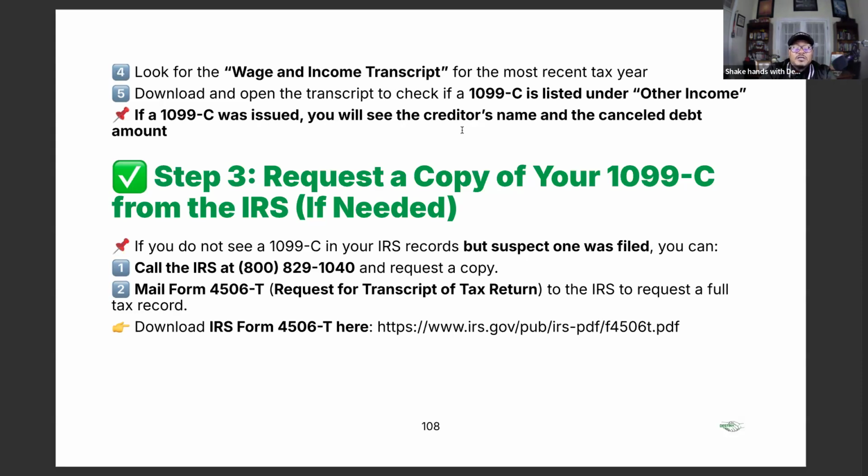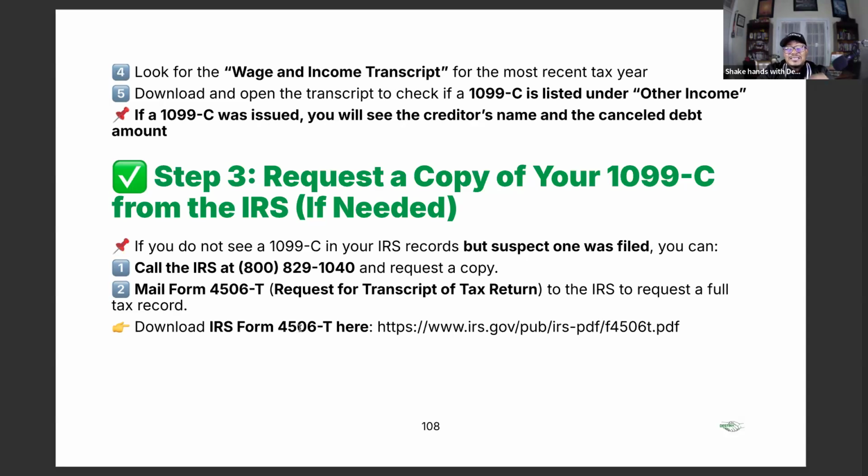Or sometimes if it's owned by a subsidiary or something like that, you could see a different name on there, but that's why you want to always get all your account names and everything like that together. Now that you've got that, request a copy of your 1099 if needed. Let's say you looked on there and you don't see it, okay? If you do not see your 1099-C, you can call the IRS at this number right here and request a copy, or you can request a copy by mail.